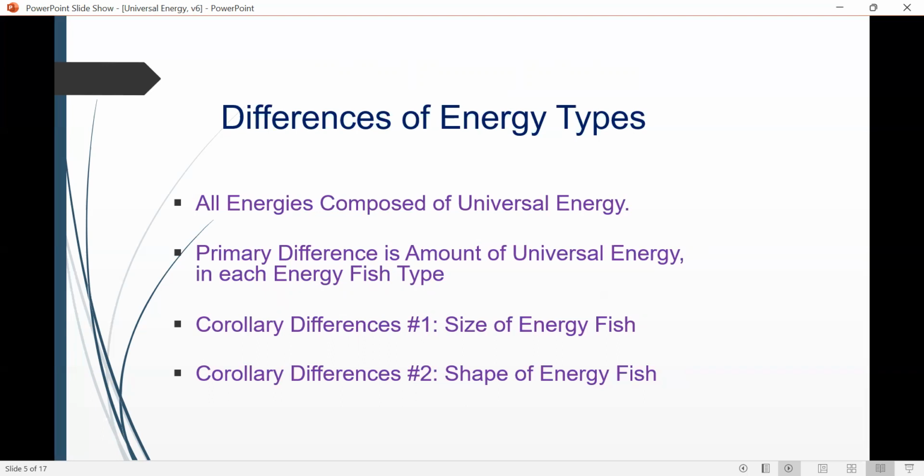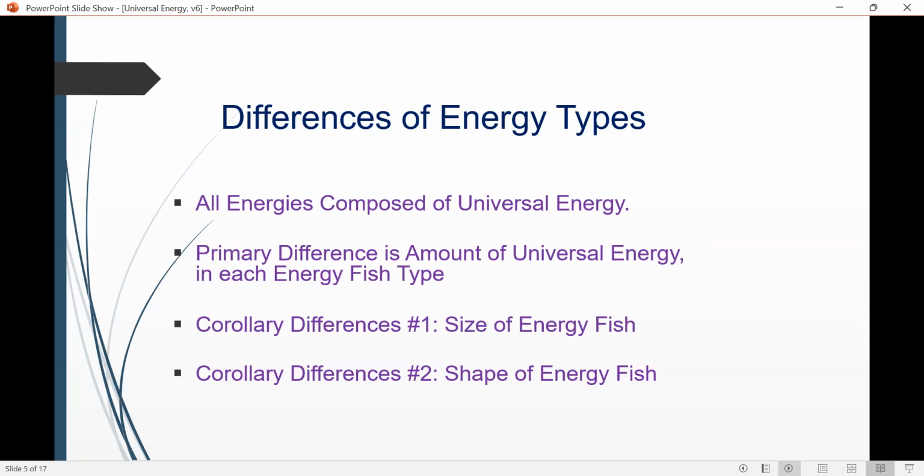One is the size of the energy fish. The gravitational energy fish is naturally smaller because it has a small quantity of universal energy. Conversely, the magnetic energy fish is much larger because it has more universal energy, okay? So the size is correlated with the amount of universal energy.